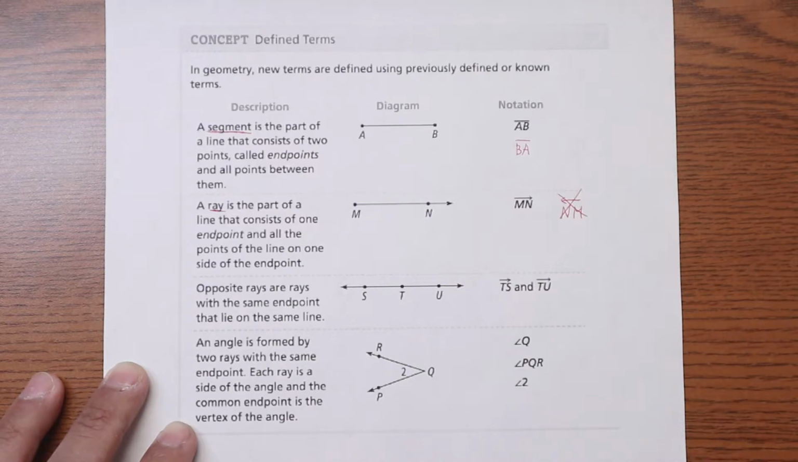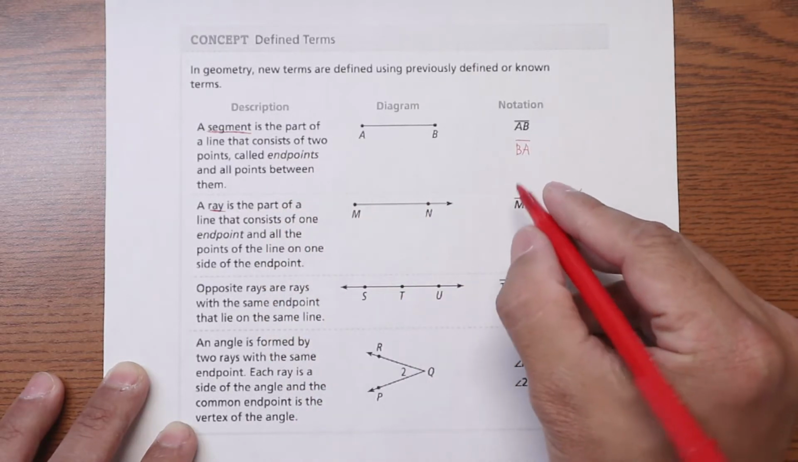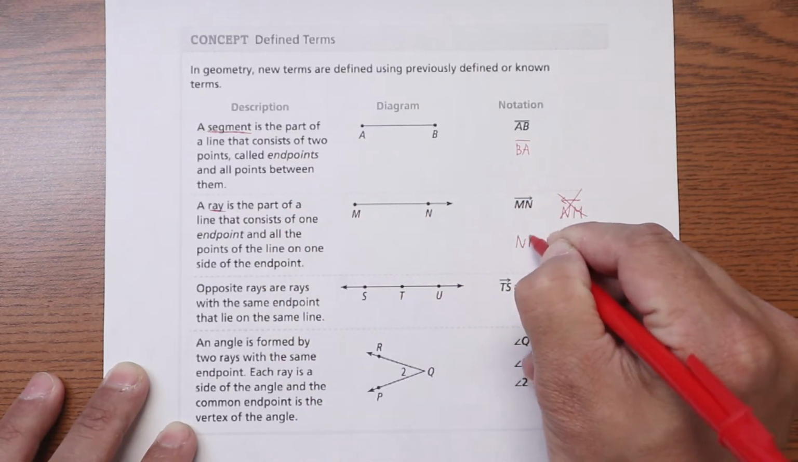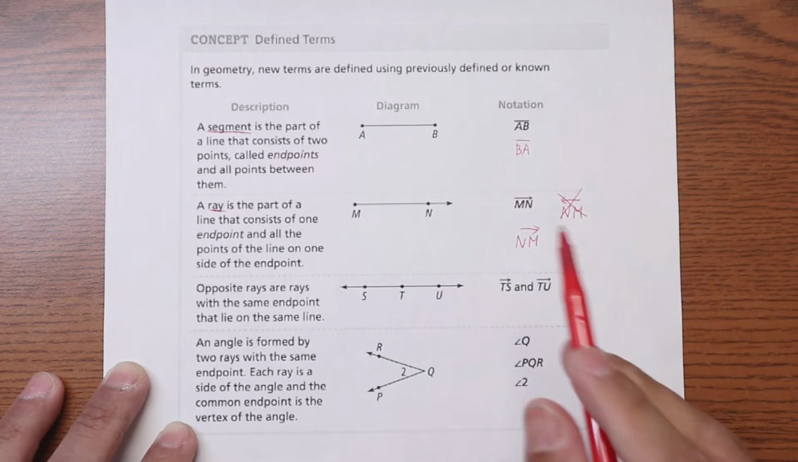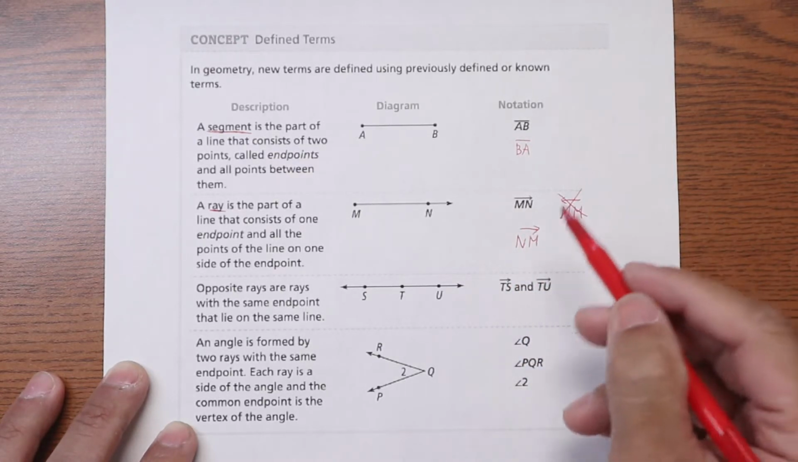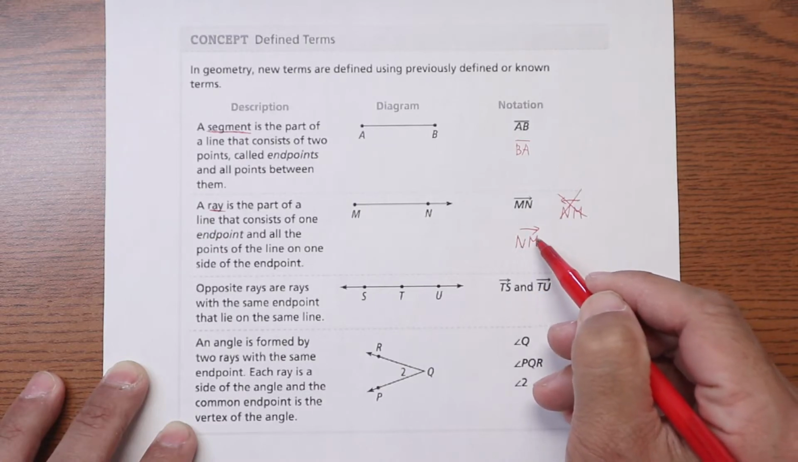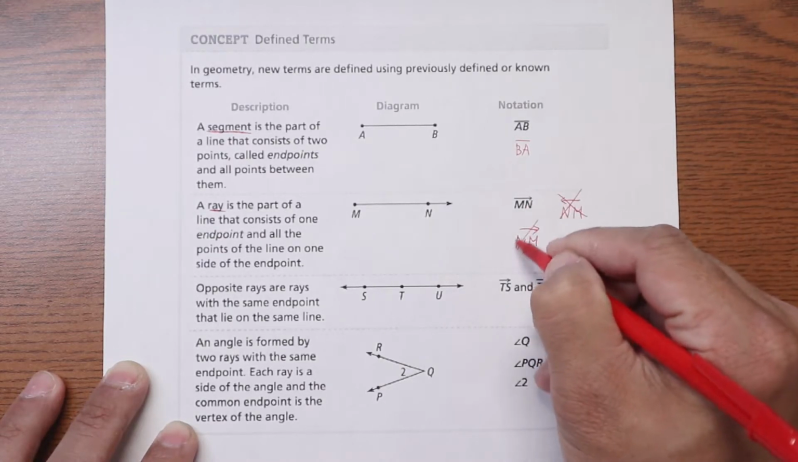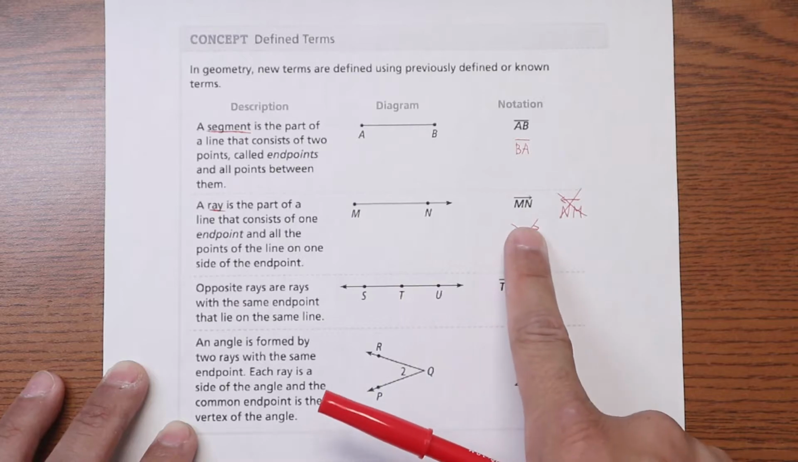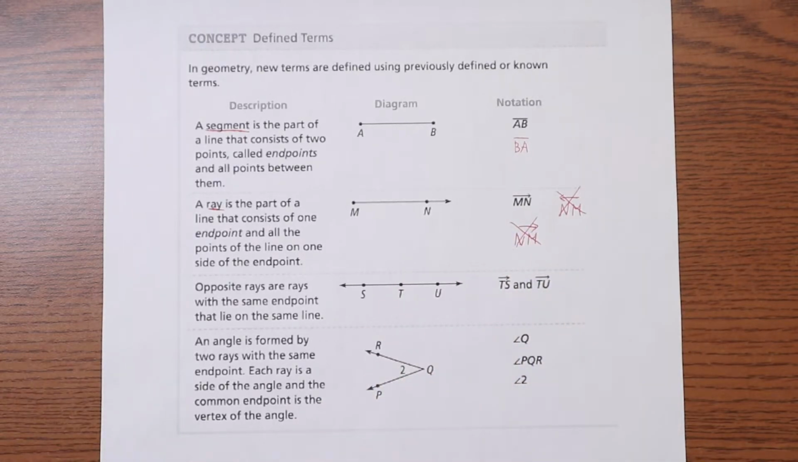Okay, so of course another person might argue that, well, can I just write NM like this? I'm like, no, this is a different ray. This means just that you start at N and then go into the M direction, which is not correct as well. So there's only one way to write notation for rays.